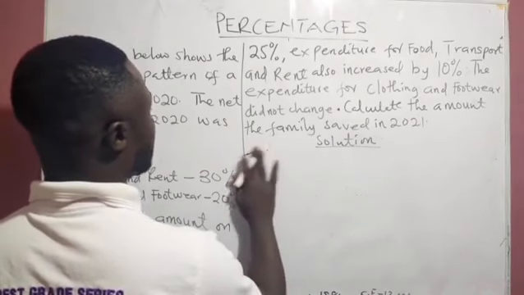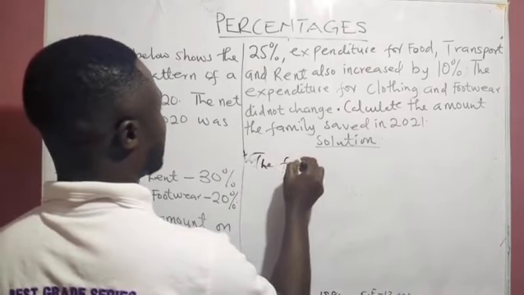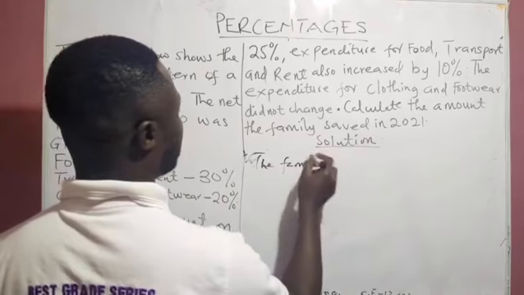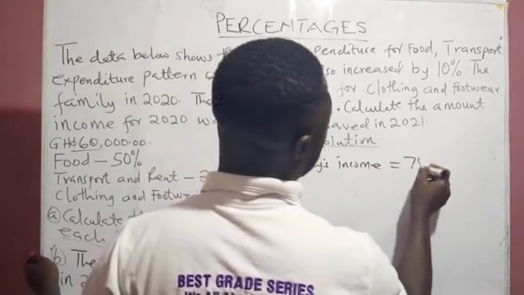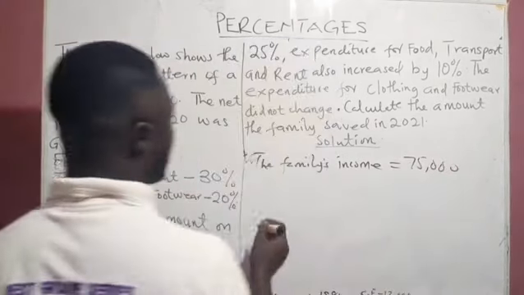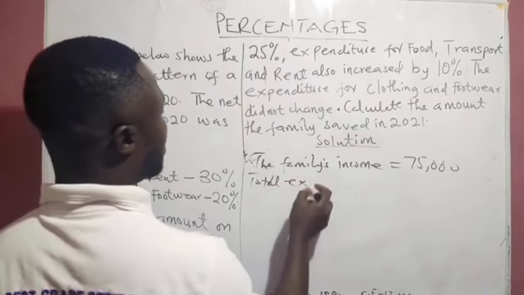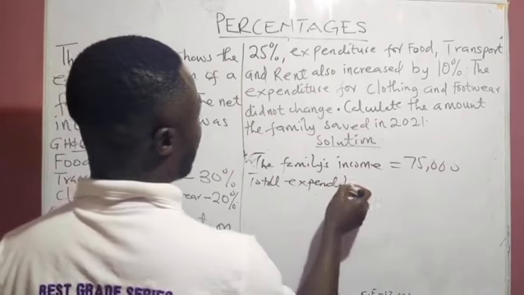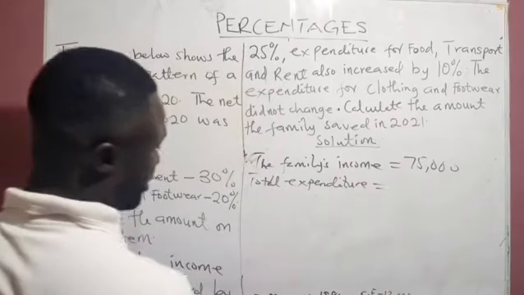Total. Okay, so let me write the family's income in 2021. We know it is 75,000. Then we have to calculate the total expenditure in 2021. The total expenditure, and what will be the total expenditure?